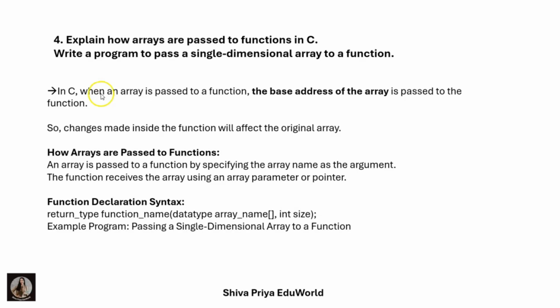Clear? That's why, when the array is passed to a function, the base address of the array is passed. Any changes made inside the function will affect the original array also. Clear? How are arrays passed to functions?